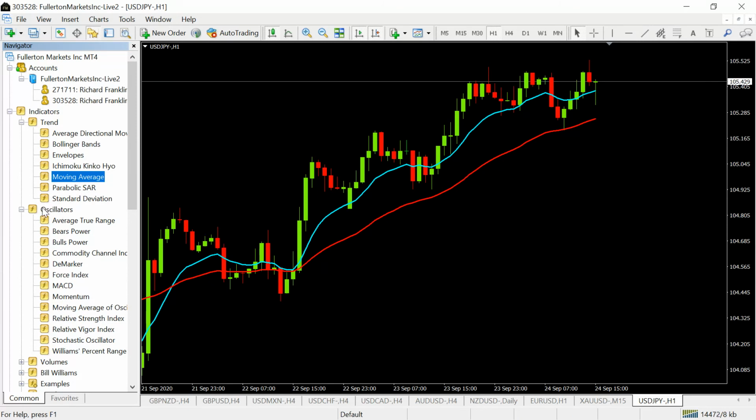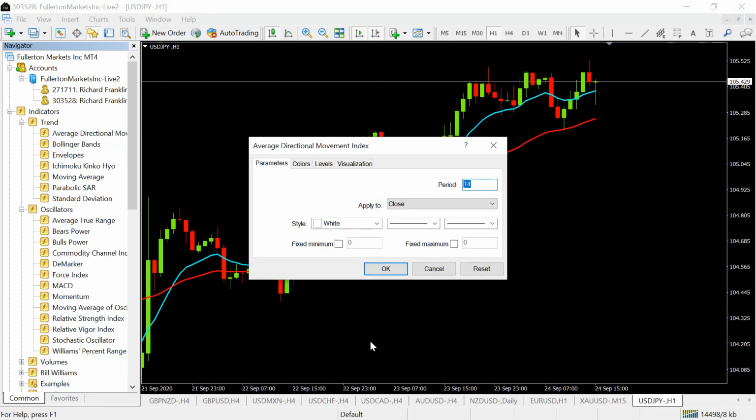And then we need the ADX, which is Average Directional Movement Index. Okay, just drag that over and drop it. Now here's where we need to set up a little bit. This is 14, that's the default, that's okay. White is good.